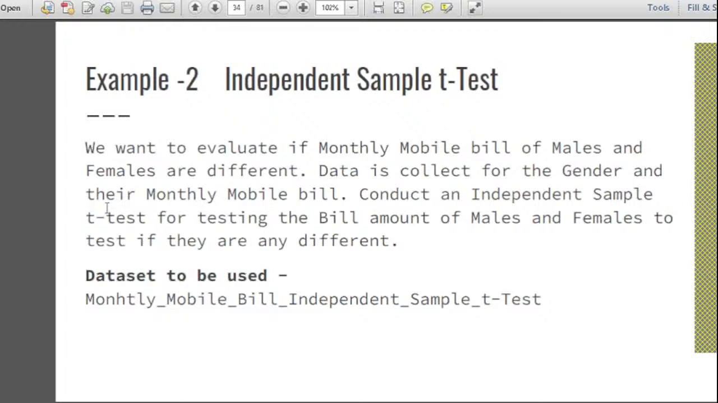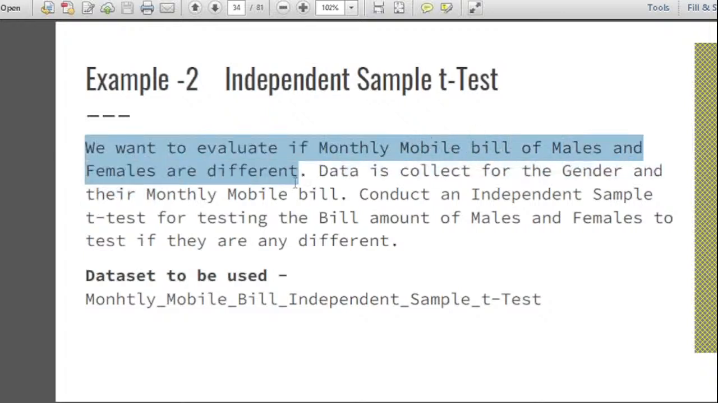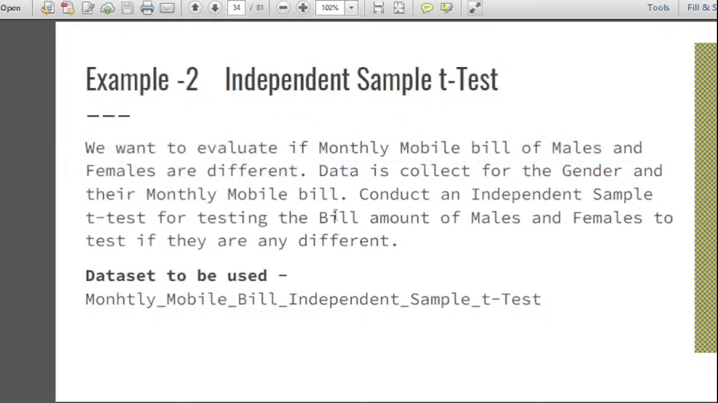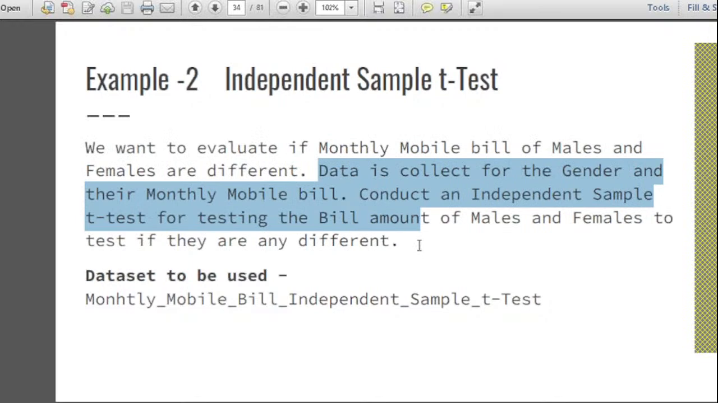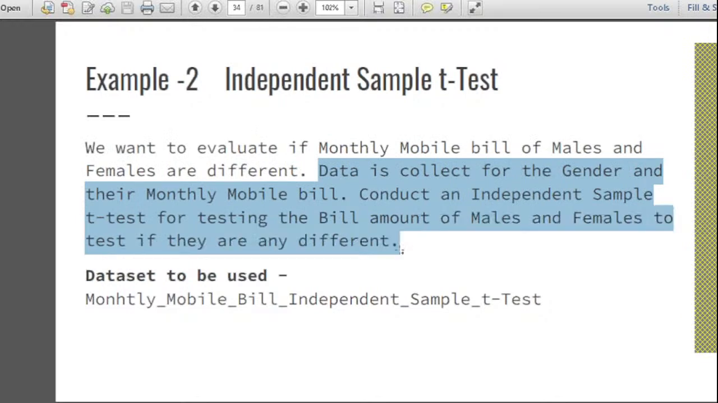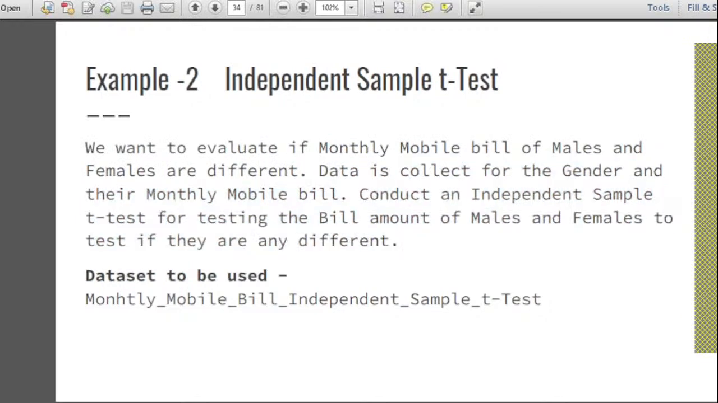Okay. We want to evaluate if monthly mobile bills of males and females are different. Another is male and female example. Interesting one, right? So even without reading this example, you can probably guess the result. Are the mobile bills different for male and female?